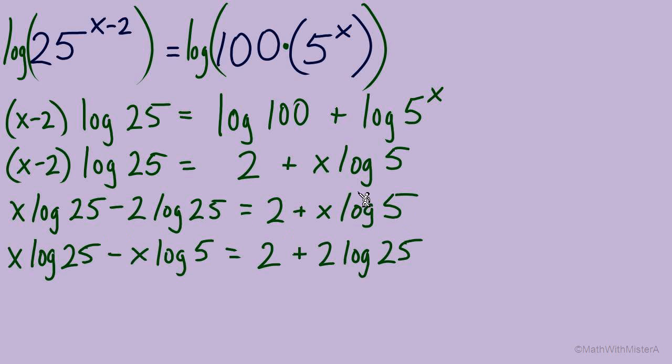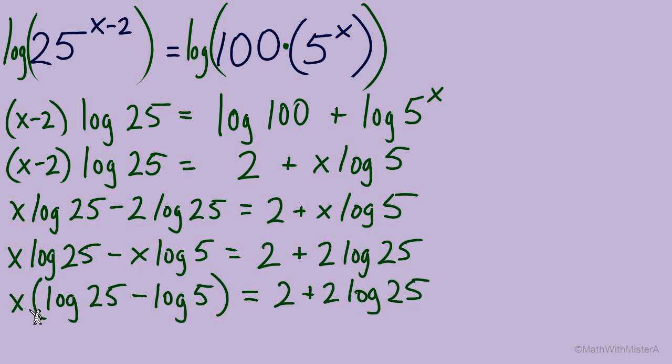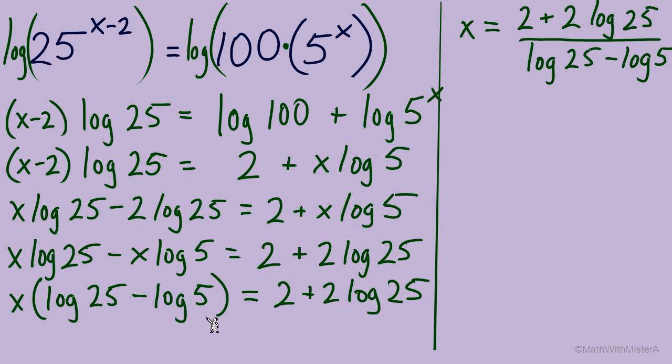Now I'll bring my x log 5 over to the left side, so x log 25 minus x log 5. This term right here, the negative 2 log 25, bringing that to the right side: 2 plus 2 log 25. Now to continue solving for x, I'm factoring it out as a common factor with log 25 minus log 5 in parentheses. And now I'll divide this expression from both sides and get x equals, our right side is the numerator, 2 plus 2 log 25, denominator, log 25 minus log 5, what we divided out from the left side.